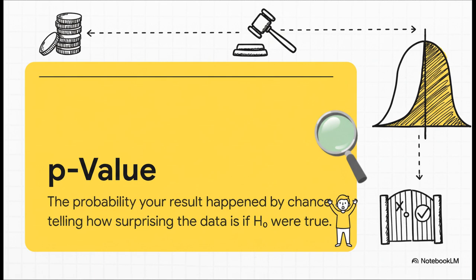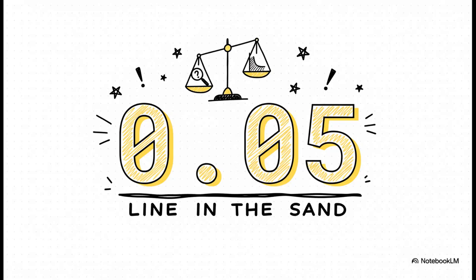It asks, if we assume the null hypothesis is true, that our ad did absolutely nothing, what's the chance we would get the sales numbers we got, just by random luck? So if your p-value is super small, it means your results are really surprising, a huge coincidence, and it makes you start to doubt that whole presumption of innocence thing. But how small is small enough to be convincing?